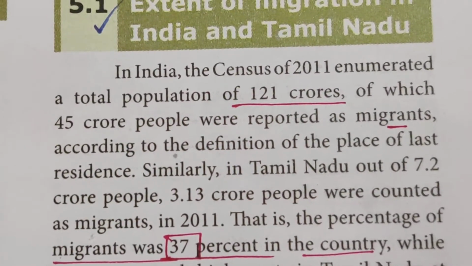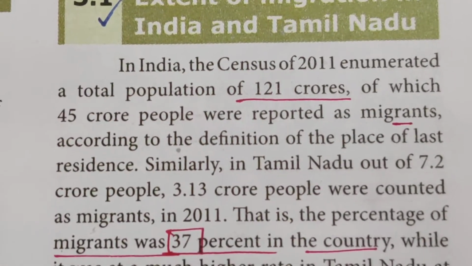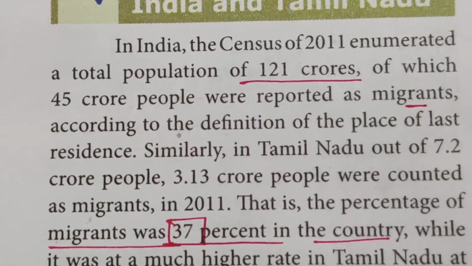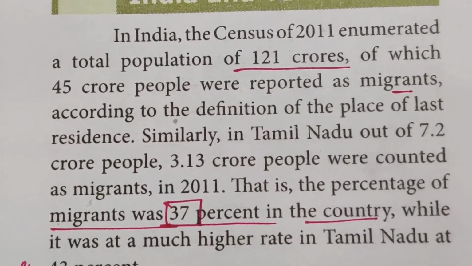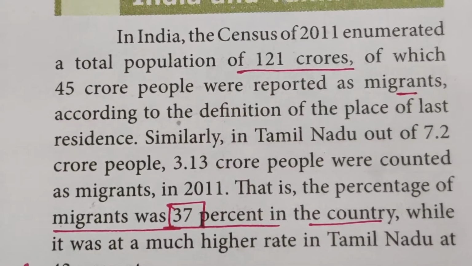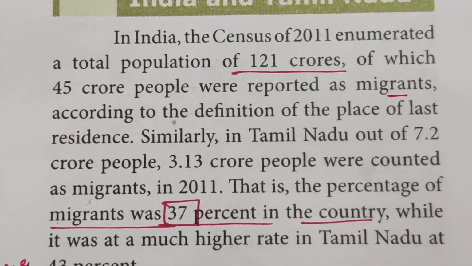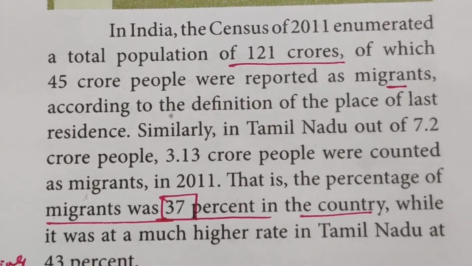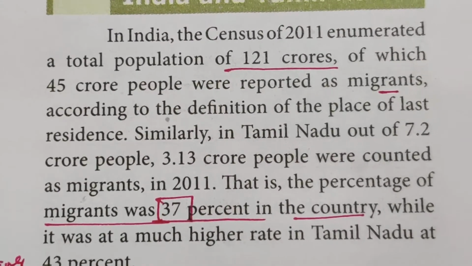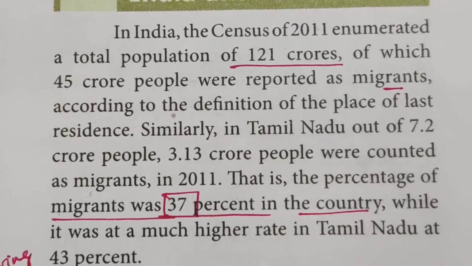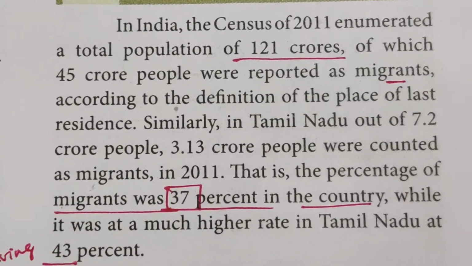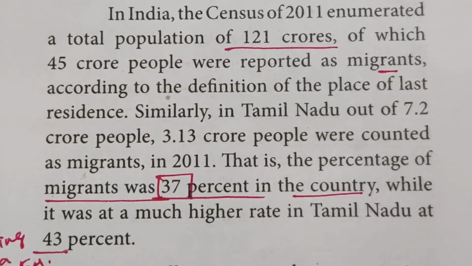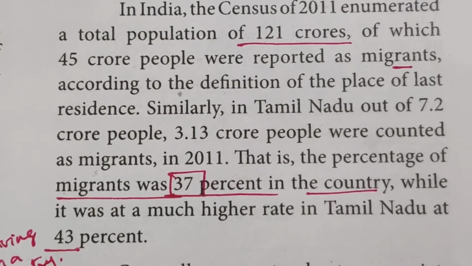Migrants means people who, in order to find work or better living conditions, are moving from one place to another. This is according to the definition of place of last residence. Similarly, in Tamil Nadu, out of 7.2 crore people, 3.13 crore people were counted as migrants in 2011. You know very well, a census is conducted once in 10 years. The percentage of migrants was 37% in the country, while it was at a much higher rate in Tamil Nadu at 43%.